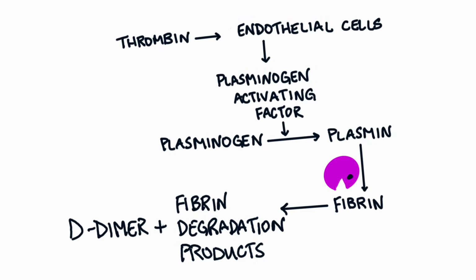The same fibrin that creates the stable clot by turning fibrinogen into fibrin also acts on the endothelial cells and causes them to release tissue plasminogen activator. TPA converts plasminogen into plasmin. Plasmin is a fibrin chewing machine that breaks down the clot. When clots are broken down, they release fibrin degradation products and D-dimer into the blood.